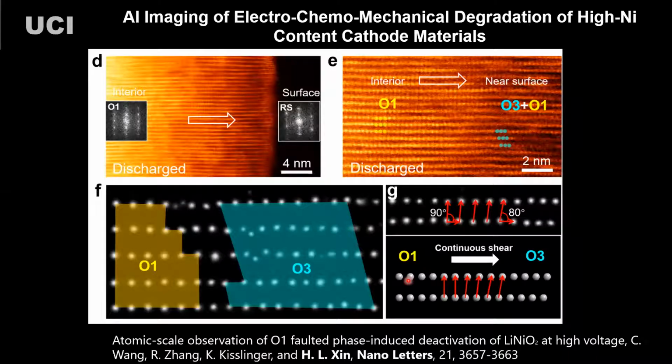Right, we have applied our atom segment models to real world application. Here's one example where we can clearly resolve the O1 and the O3 phase boundaries in the high nickel content cathode material for lithium-ion batteries. These phase boundaries and transition have never been reported before.